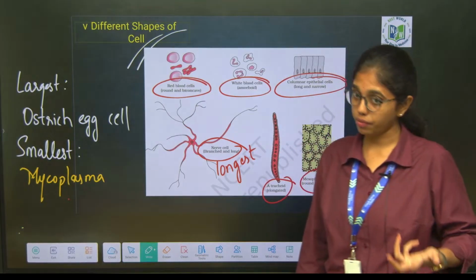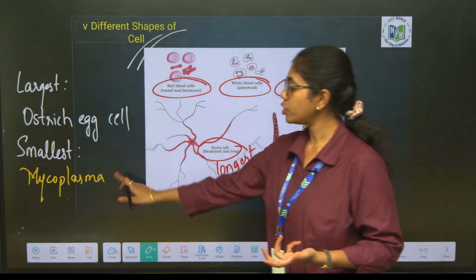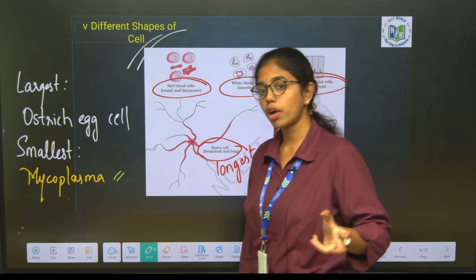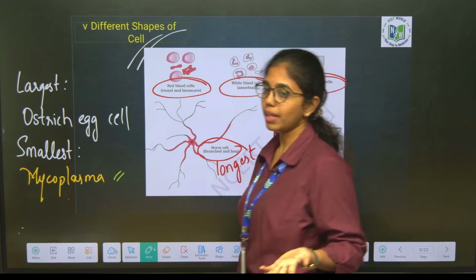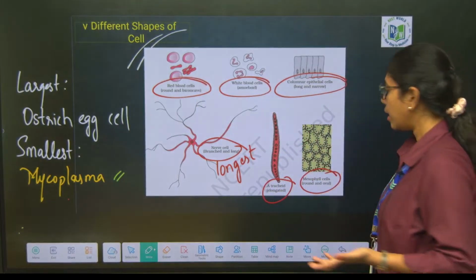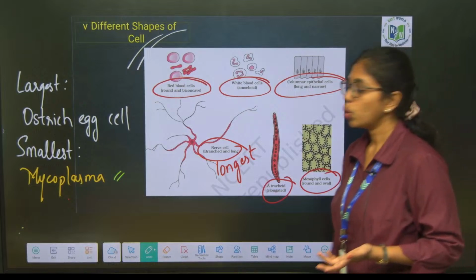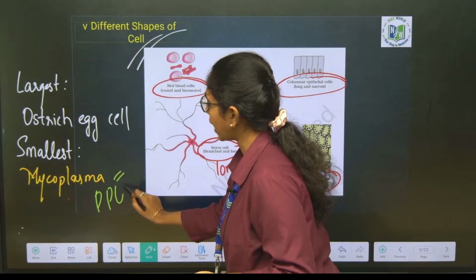They are facultative anaerobes. They are called the jokers of the plant kingdom because they are pleomorphic. They will change their morphology or structure according to the habitat they are living in. Next, the best example of mycoplasma is PPLO, pleuropneumonia like organisms.